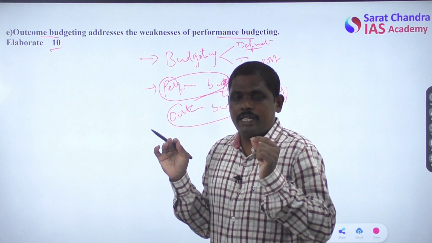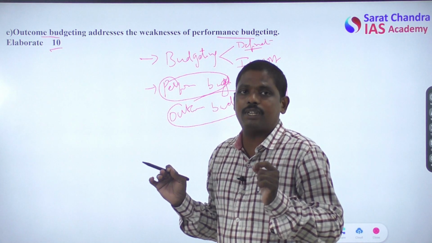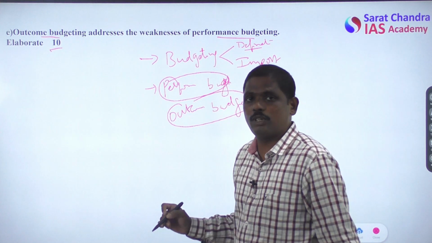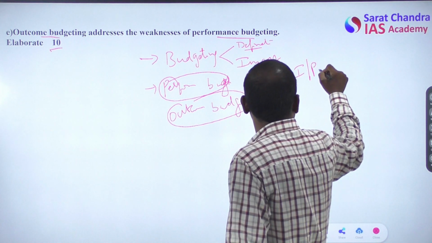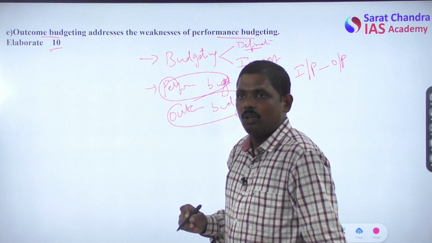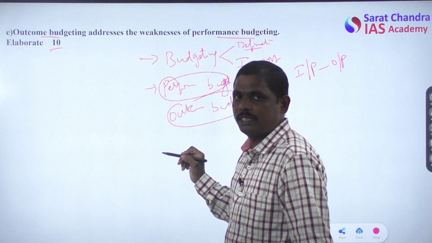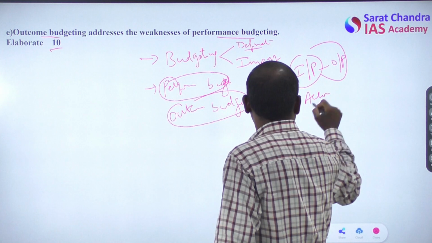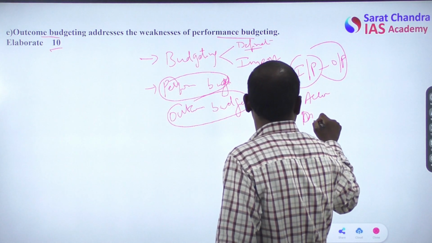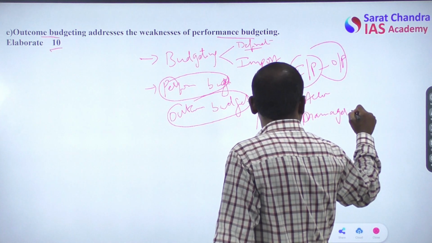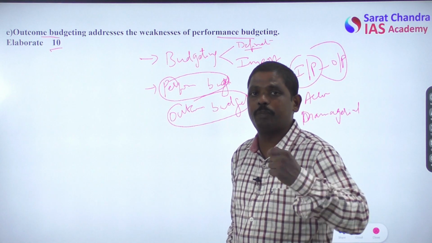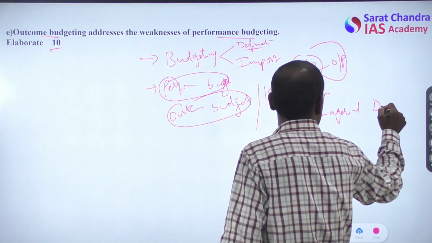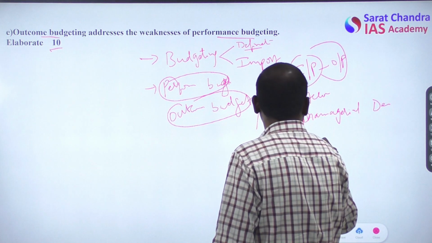So in performance budgeting, importance is given to both inputs as well as outputs. Right? So when we talk about outcome budget, it is more than inputs and outputs. So with respect to accounting, with respect to managerial decision making, how outcome budgeting is superior or better than performance budgeting in terms of managerial decision making, in terms of accounting, in terms of accountability.